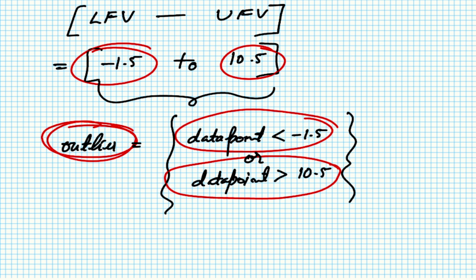If we get the number 10.5 in the data, will it be an outlier? It's not an outlier, right? So it has to be greater than, not equal to. Yeah, it should be greater than. If it is equal to, you can consider that a valid data point only. Right. Thank you.